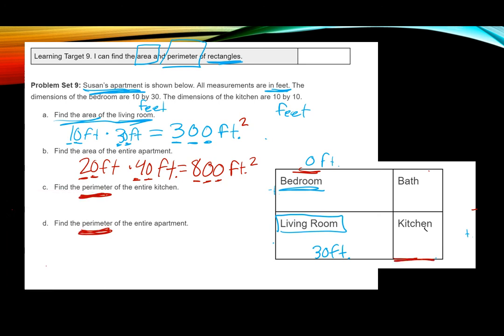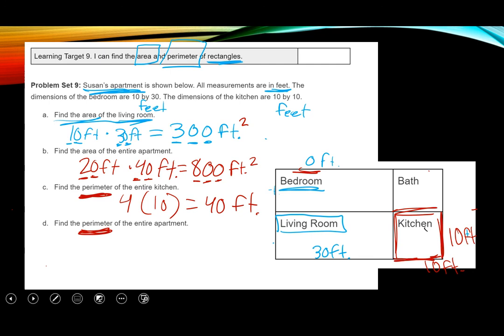So the kitchen, we said, is 10 by 10. So going all the way around is going to be a square. So 10 plus 10 plus 10 plus 10. 4 times 10 equals 40 feet. Don't care about what's on the inside. Find the perimeter of the entire apartment. This is where that comes into play. So we had 40 for our side, and then we had 20. Oh, this was 20. This was 40.